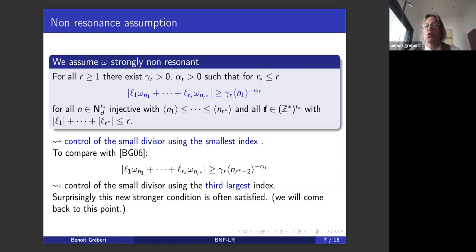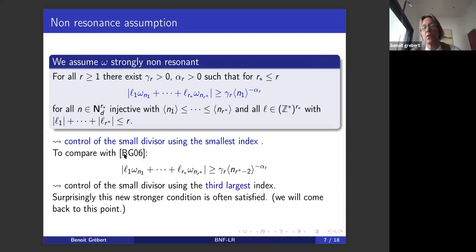What I also have to say, of course, is that the linear combination is with integer coefficients, and we assume that these integer coefficients are not zero. I mean, effectively the frequency of n_1 is part of the combination, and all the other ones also. So the coefficients l are not zero. The point, the abstract of this definition, is that we have a control of the small divisor. This is typically what we call a small divisor, using the smallest index.